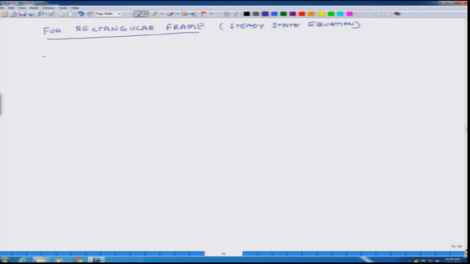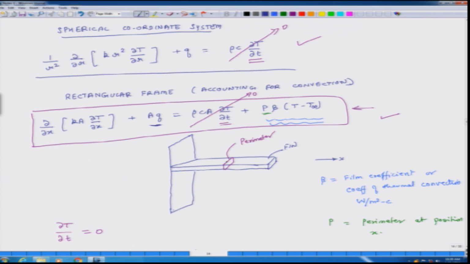the governing equation is partial with respect to x, K A del T over del x, plus A q equals P beta times T minus T infinity. By the way, I did not explain what is T infinity. So in this case, T infinity is the temperature of surrounding air.